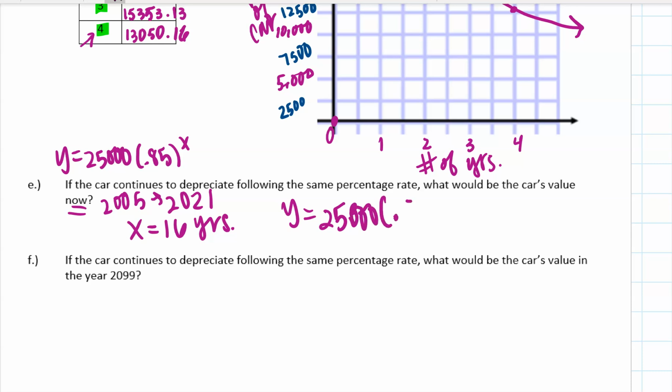Okay, sorry, my pen's not really working right now. 0.85, and we're going to raise it to the 16. So if you do the calculations on it, we should get a dollar amount of $1,856.28. Okay. All right, so that's our answer for that.